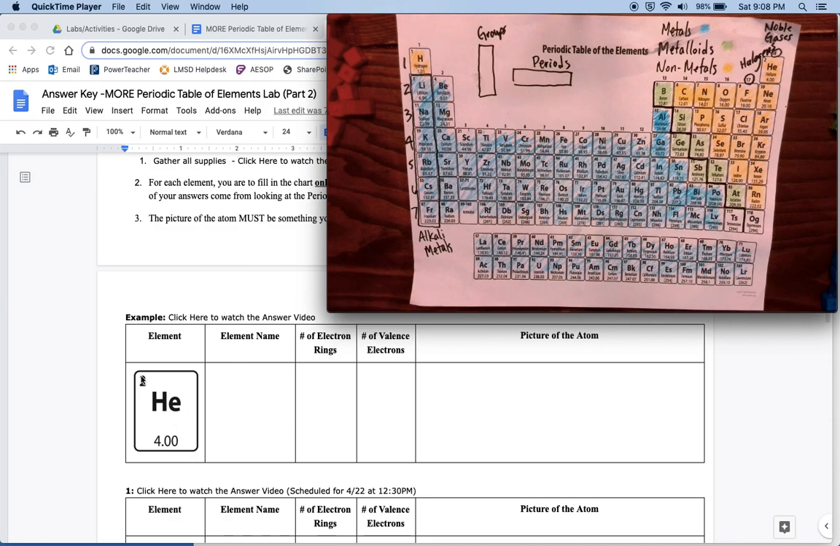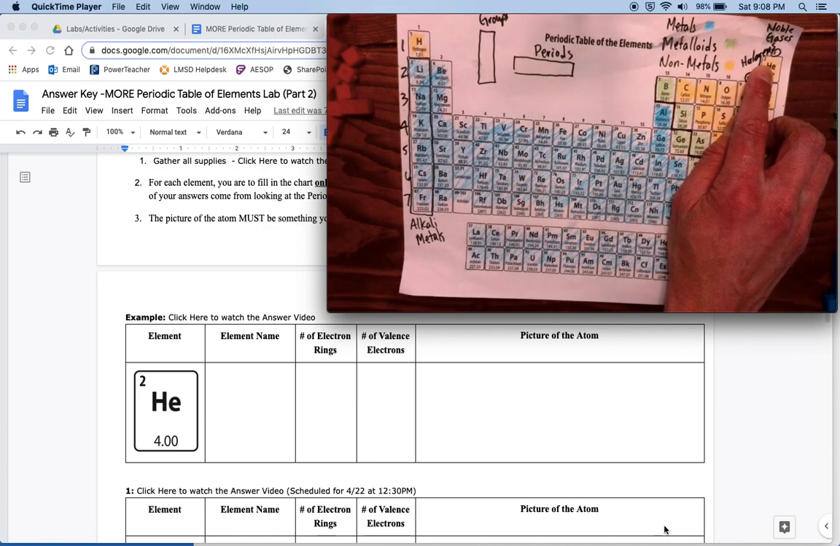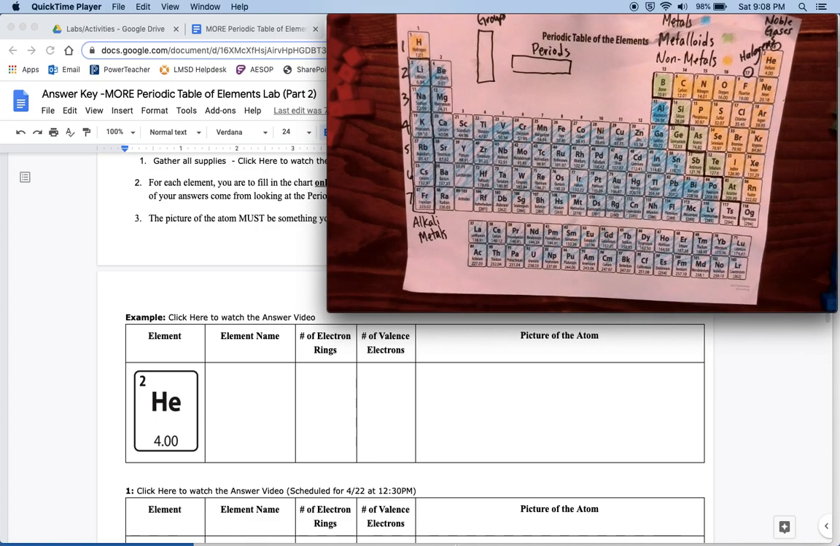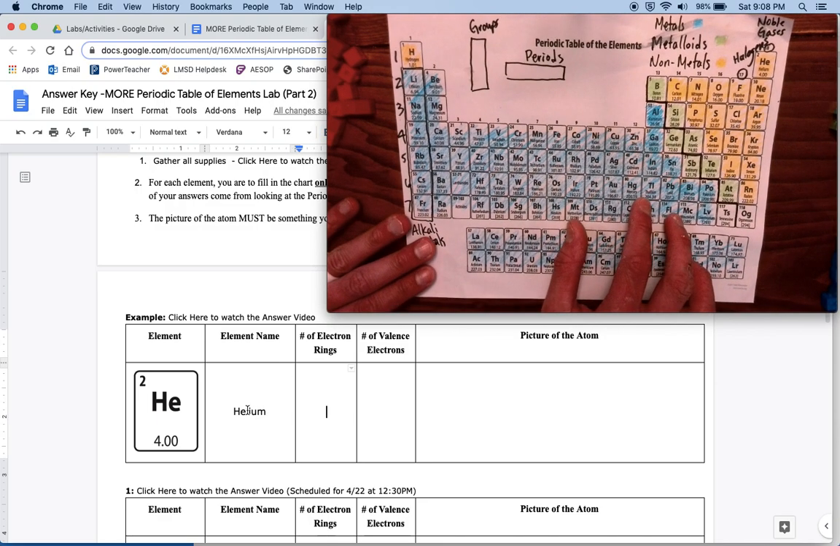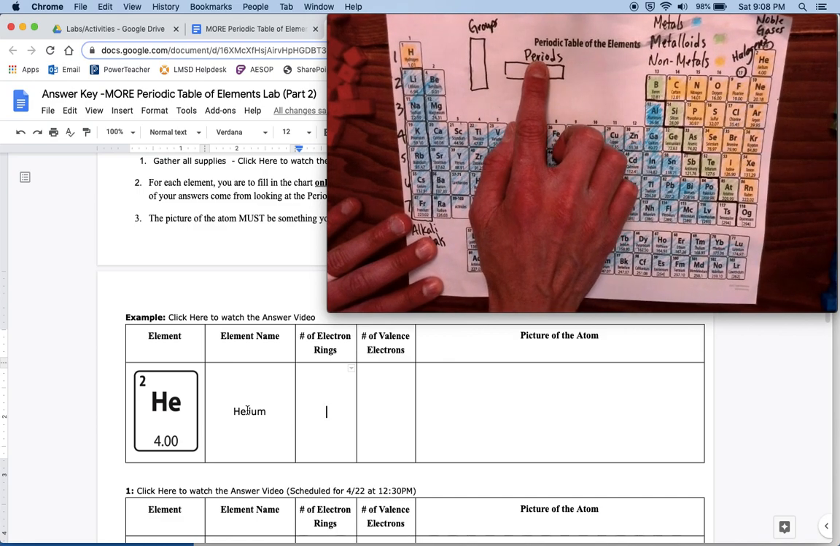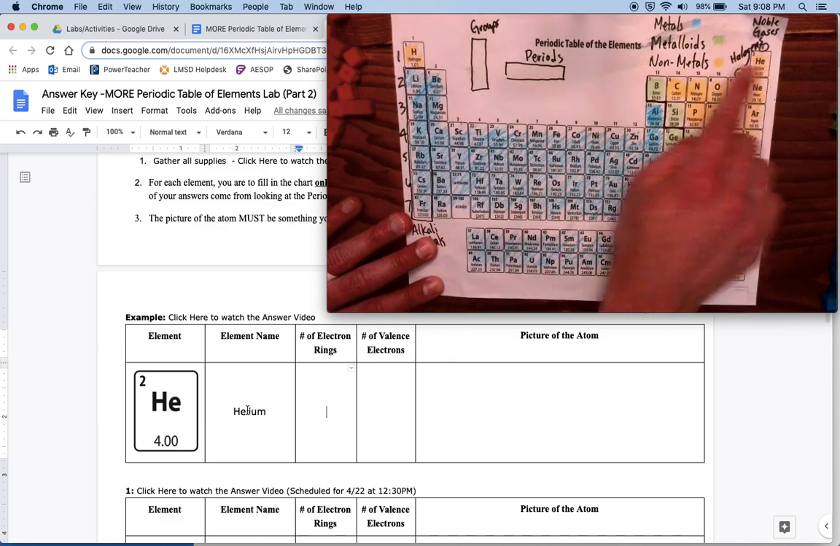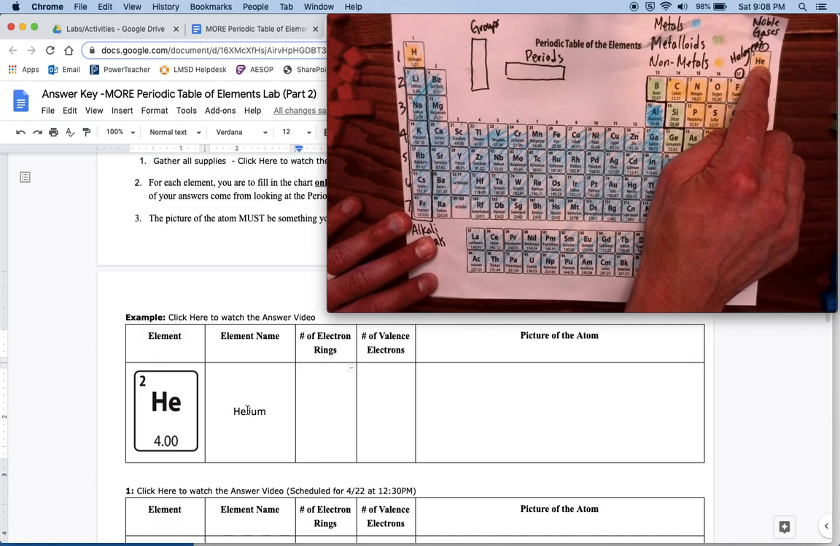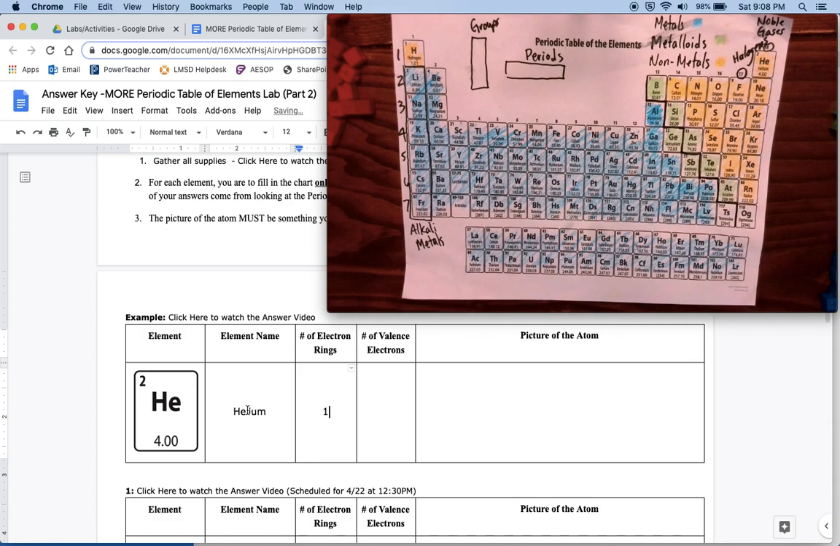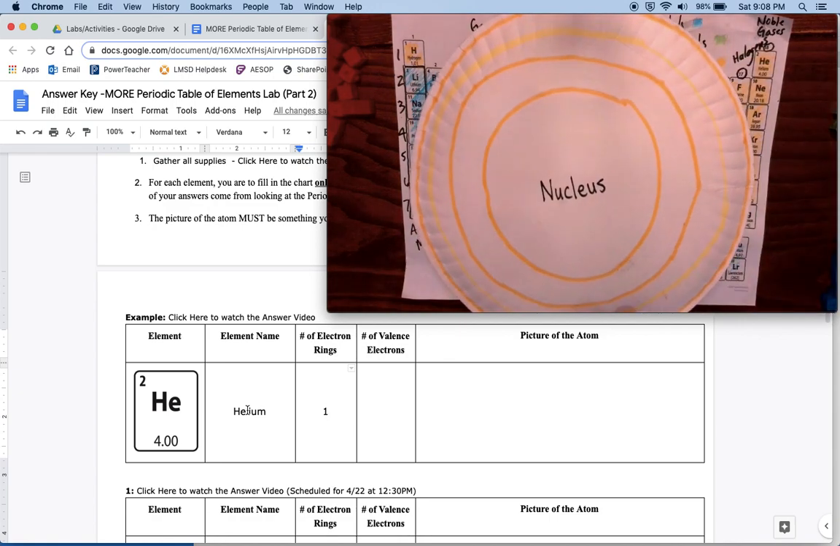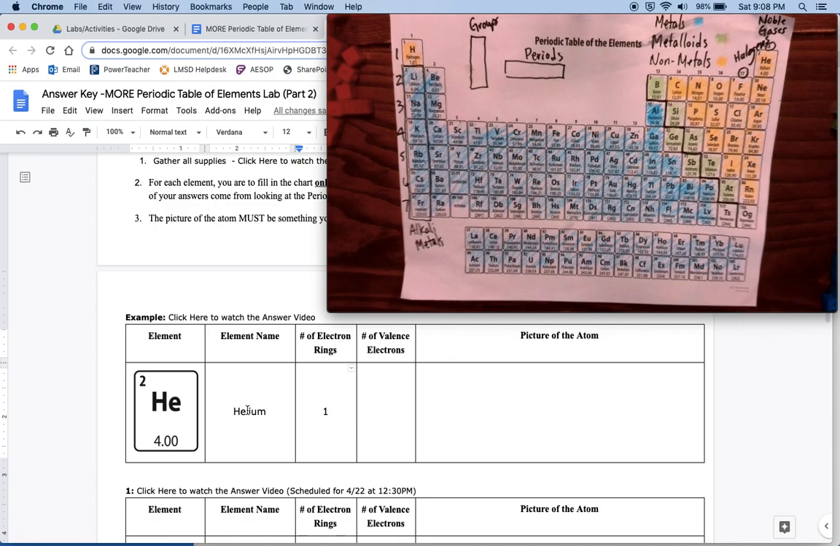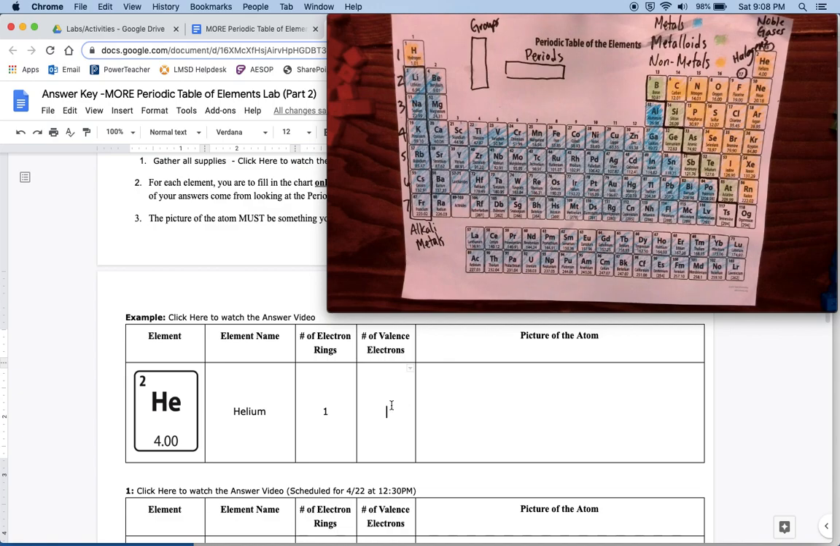Helium has an atomic number of 2, which is right here. So when I fill this out, first off, this is helium. For electron rings, remember, electron rings is all about what period it's in. So since it's in the very first period, it's got 1 electron ring. Now that's going to be important for us when we have to actually build our atom, which we'll do next.